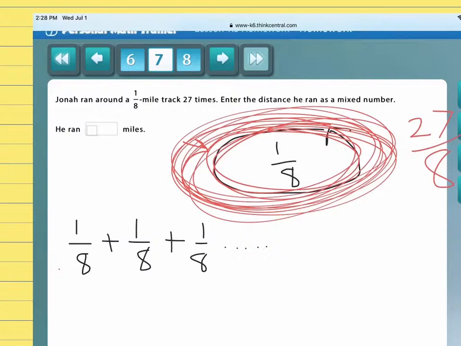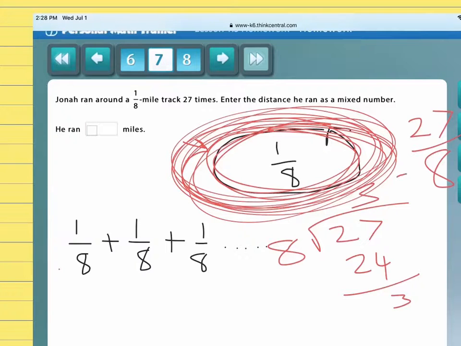Converting 27/8 into a mixed number, I'm going to go ahead and just do division. 8 goes into 27 3 times, and there are 3 parts left over, so it would be 3 3/8 miles is how far he went.